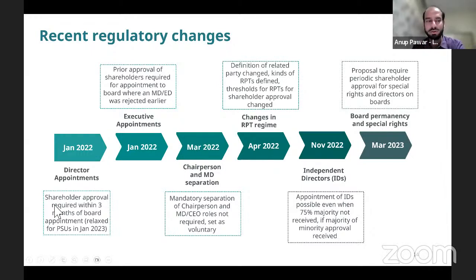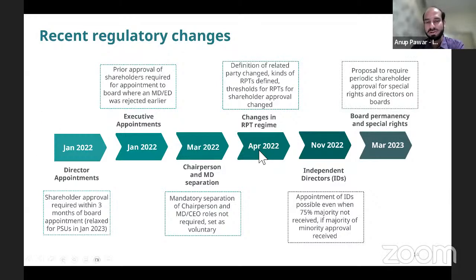In Jan 2022, this requirement came out that all shareholder approval is required within 3 months of board appointment for a director, which was not the case earlier. So a lot of resolutions, a lot of reports obviously now increasing, because each time a director is appointed on the board, within 3 months approval has to be taken. So consequently, the number of times companies come up with director appointments across meetings has increased.